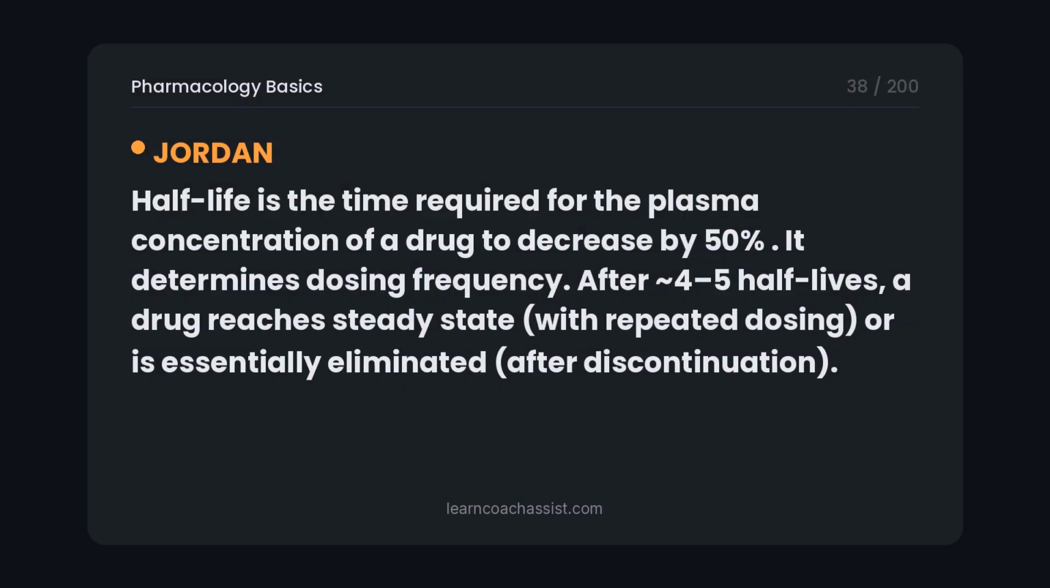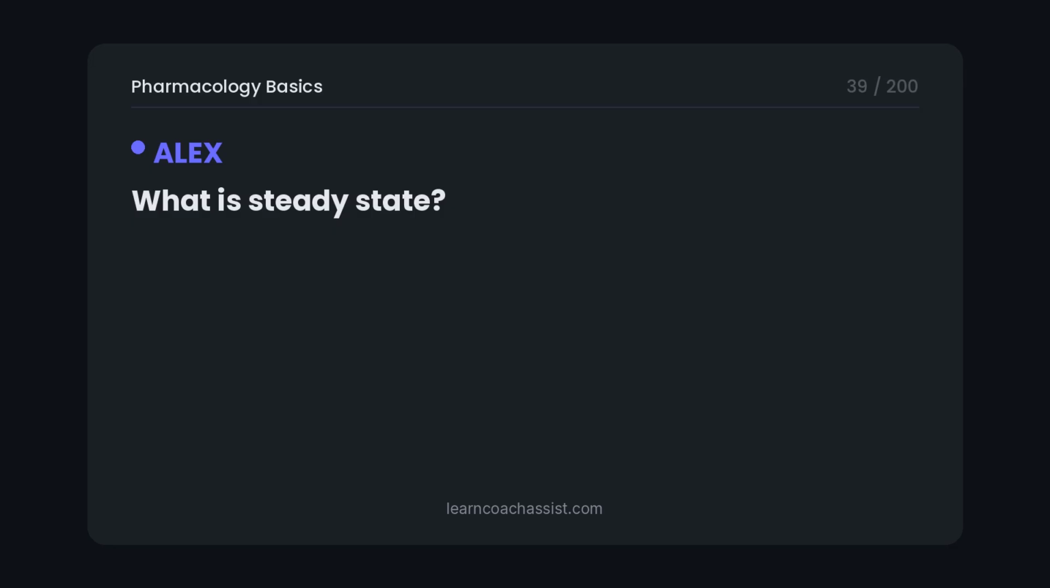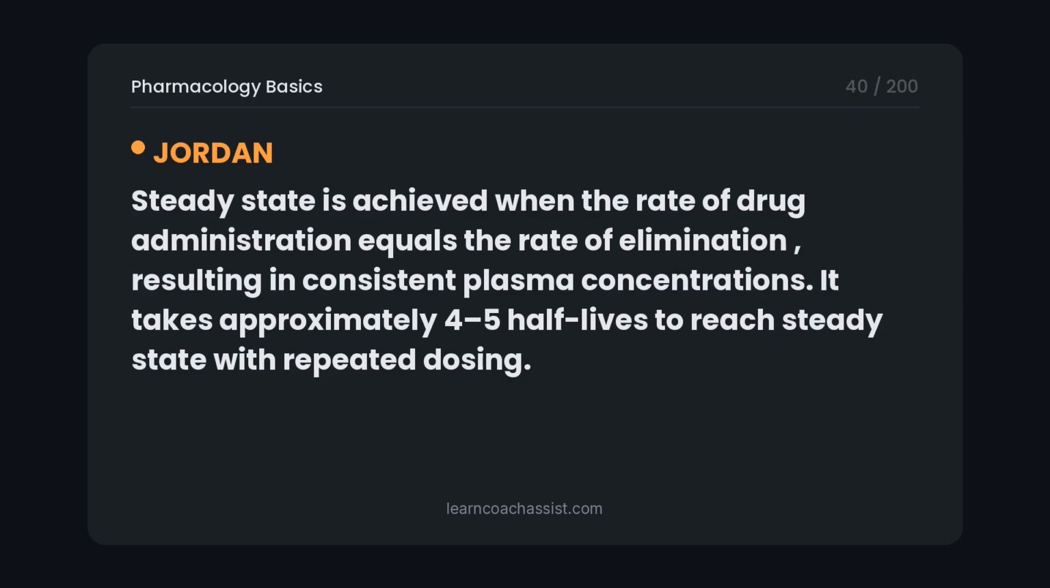Half-life is the time required for the plasma concentration of a drug to decrease by 50%. It determines dosing frequency. After 4 or 5 half-lives, a drug reaches steady state with repeated dosing, or is essentially eliminated after discontinuation. What is steady state? Steady state is achieved when the rate of drug administration equals the rate of elimination, resulting in consistent plasma concentrations. It takes approximately 4 to 5 half-lives to reach steady state with repeated dosing.